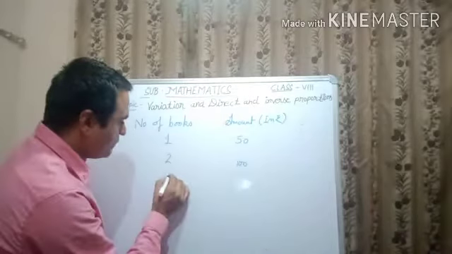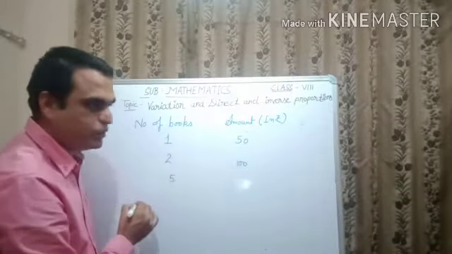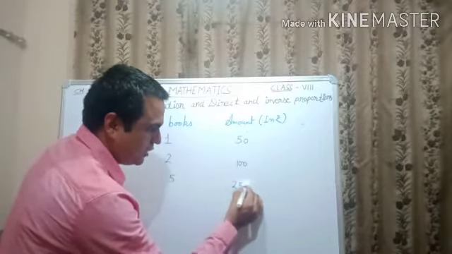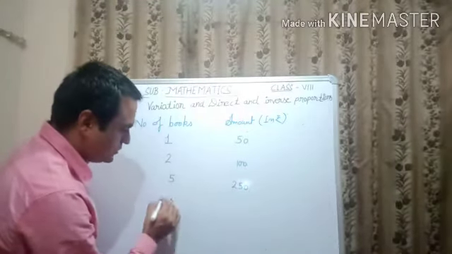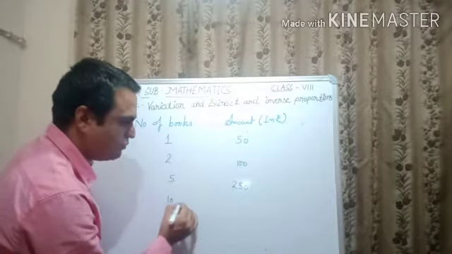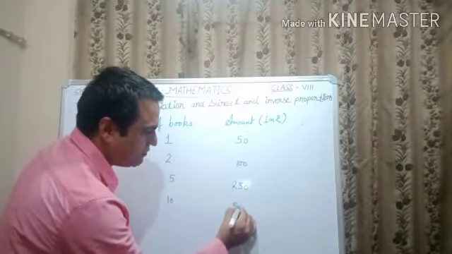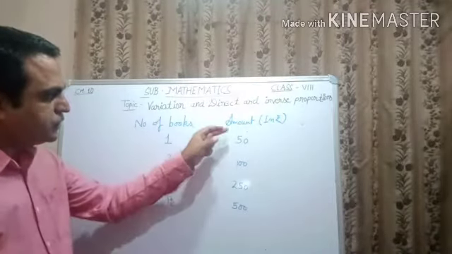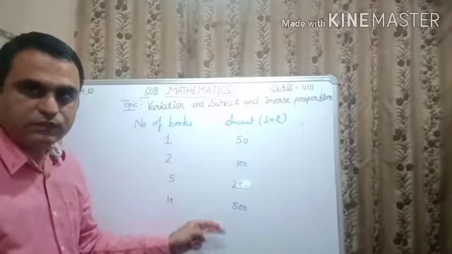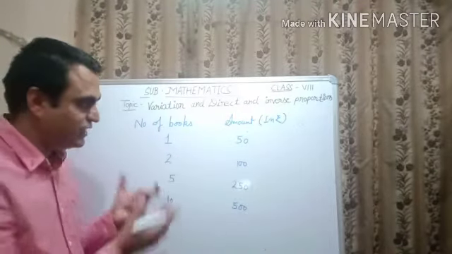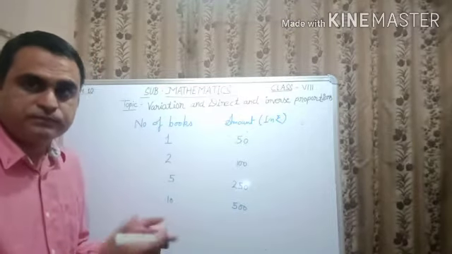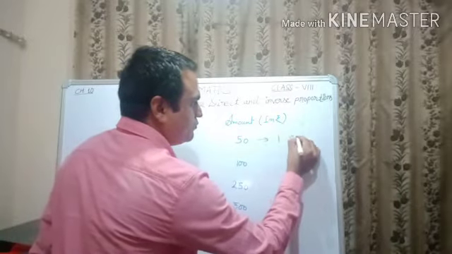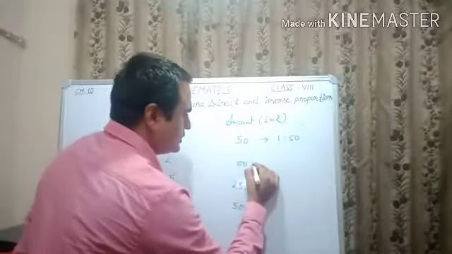If I buy 5 books, how much amount do we have to pay? 250. And if I buy 10 books, how much amount do we have to pay? It means 500. It means when the quantity is increasing, the amount is also increasing in the same ratio. Now I calculate whether the ratio will remain constant or different. In this, the ratio is 1:50.